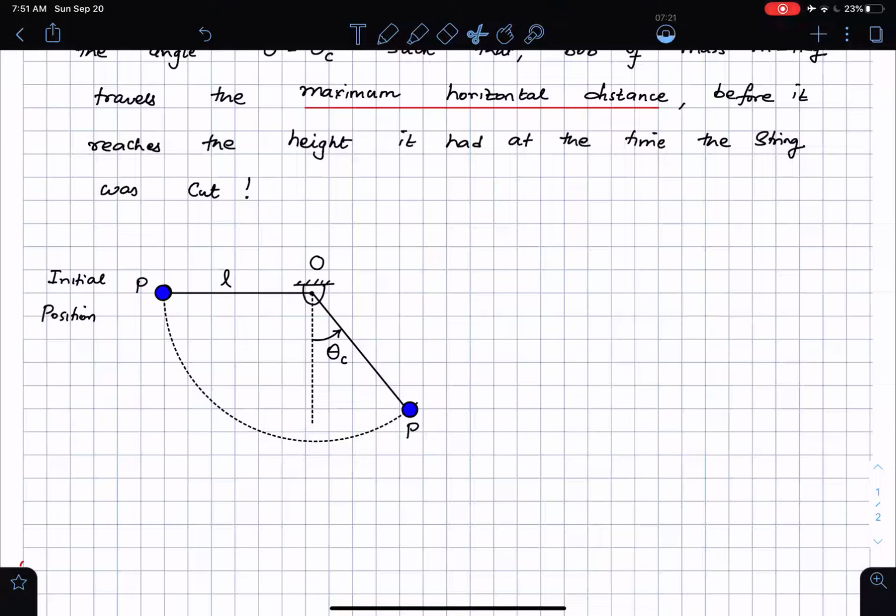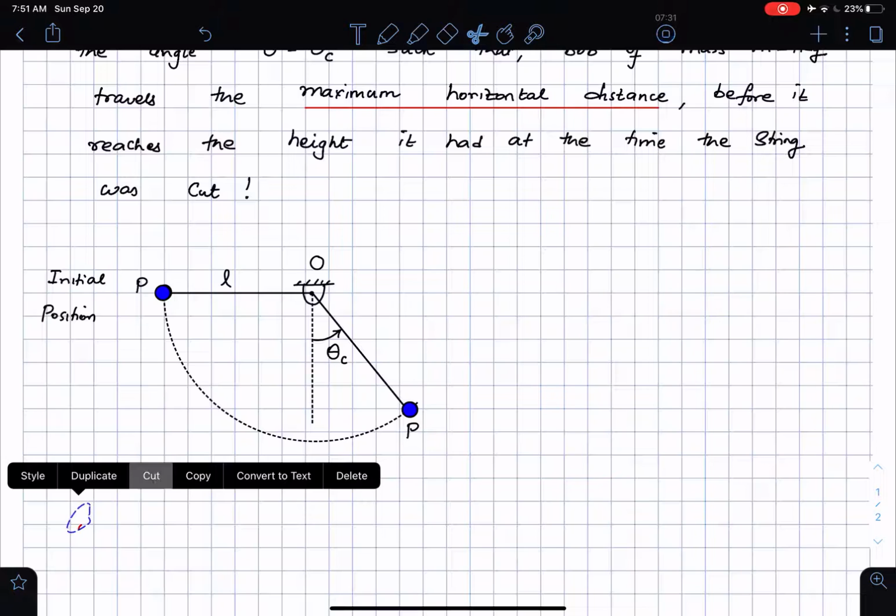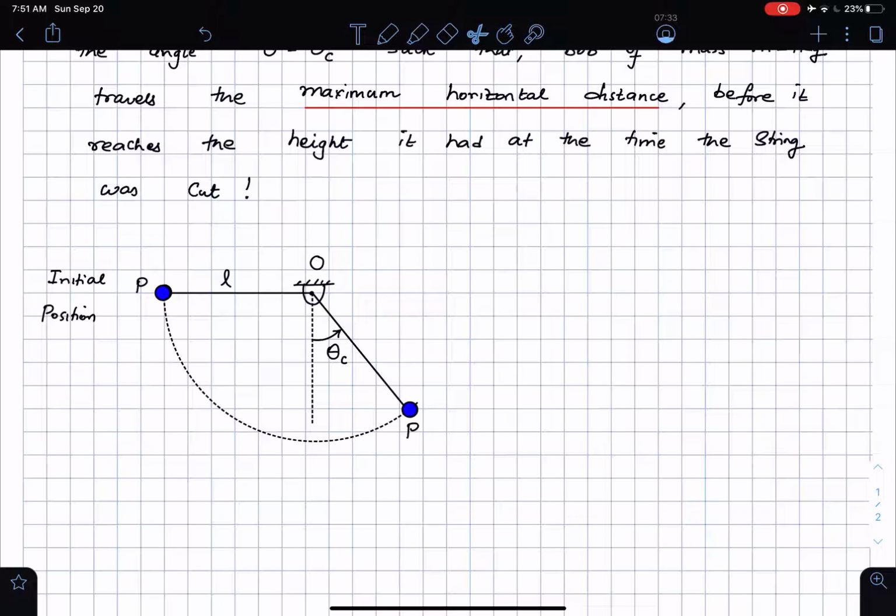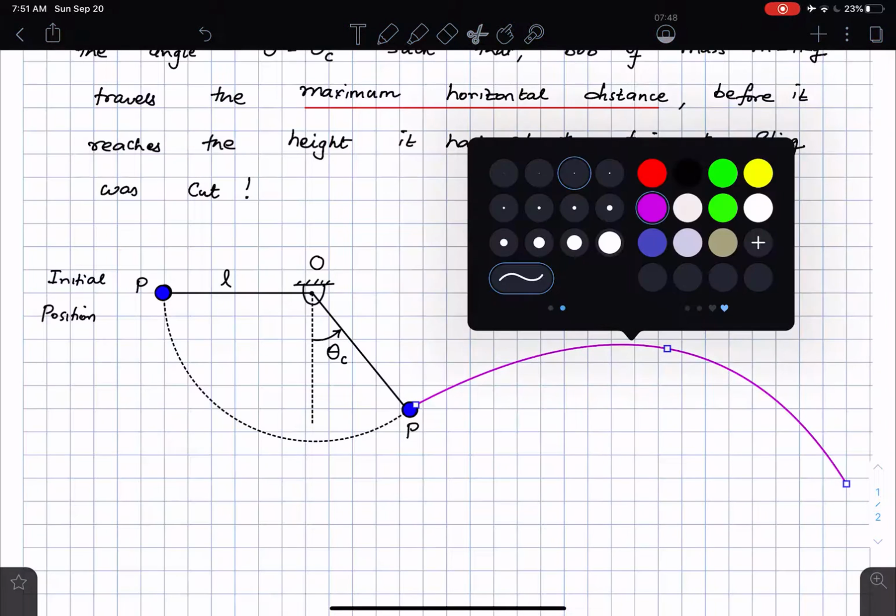Which means that it is now going to have a different path. So the path of this is going to be the following. The path of the particle becomes a projectile now. If I draw that out, it's going to look in the following manner. It's going to become a projectile, and let's put that in dotted lines as well.